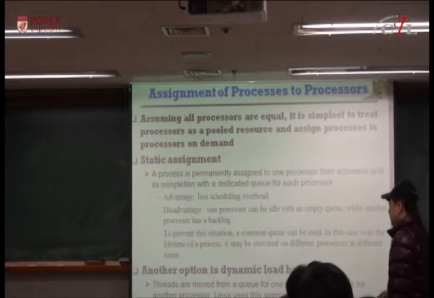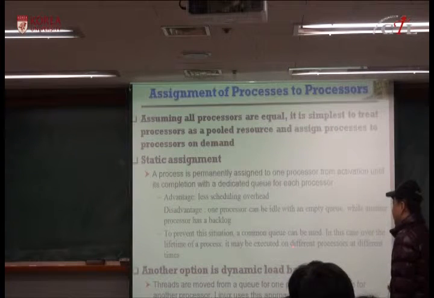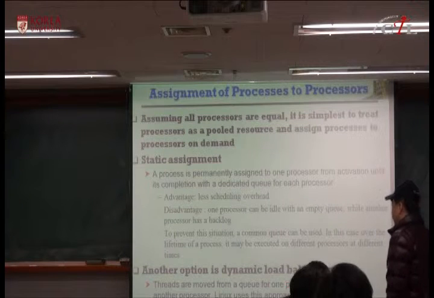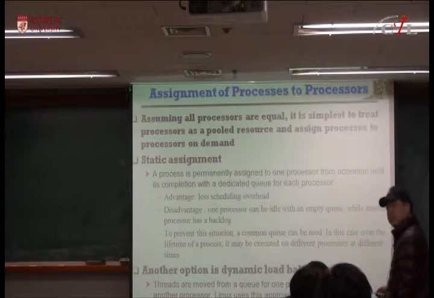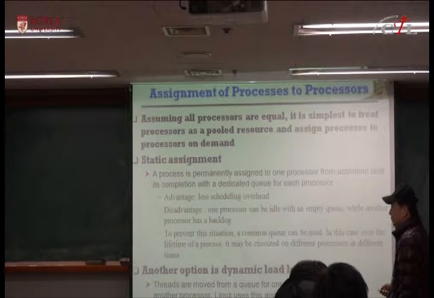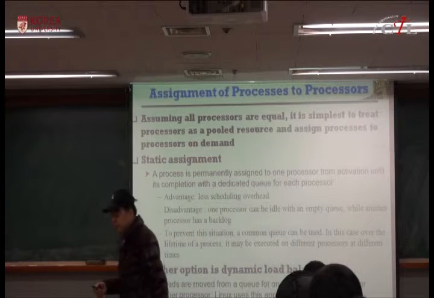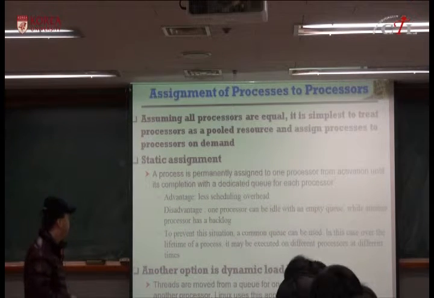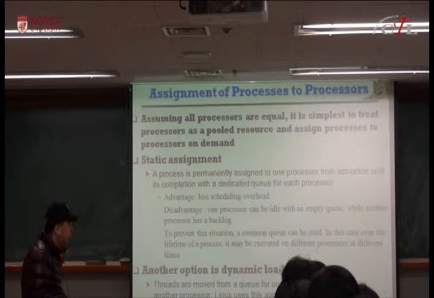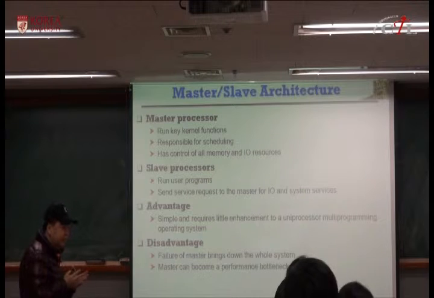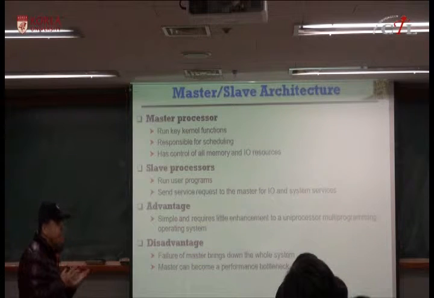Okay. So another option is doing dynamic load balancing. Threads can be moved from one queue for one processor to another queue for another processor. So you can actually move a thread or process from one queue to the other using dynamic assignment, and Linux actually uses this kind of approach for multiprocessor scheduling. For this process assignment, we can assume two different architectures.